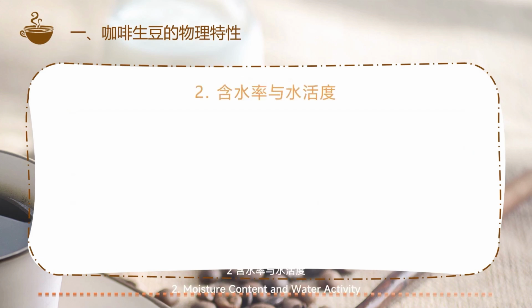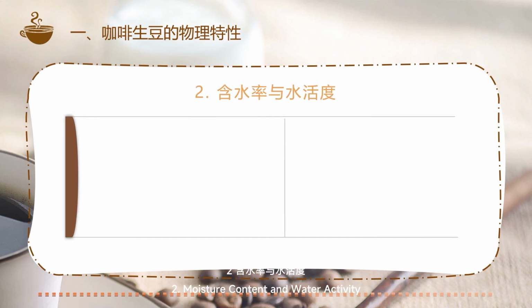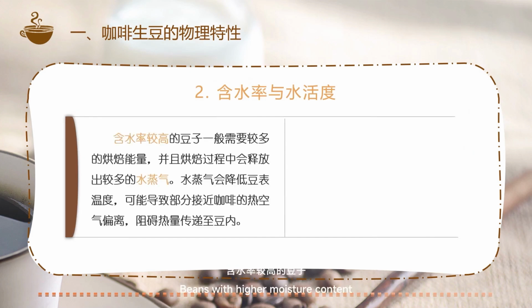2. Moisture content and water activity. Beans with higher moisture content generally require more roasting energy. Moreover, they release more steam during roasting. This steam not only lowers the bean surface temperature, but can also cause some of the hot air near the coffee to deflect, hindering heat transfer into the bean.